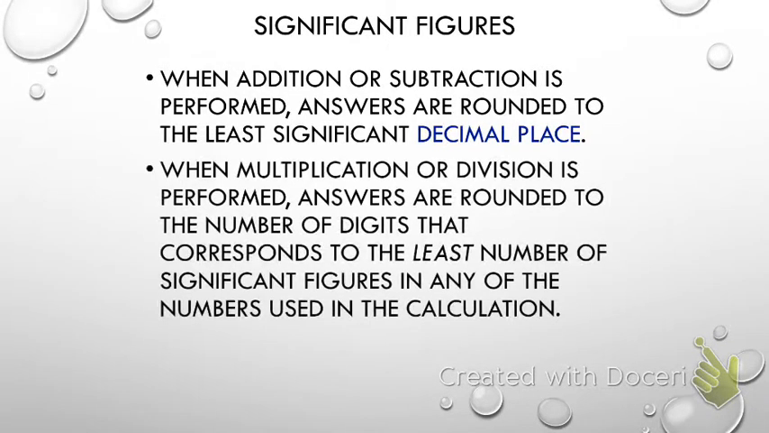When you multiply or divide, your answers are rounded to the number of digits that corresponds to the least number of significant figures in any of the numbers used in the calculation. So what does that mean? Let's just do some examples.